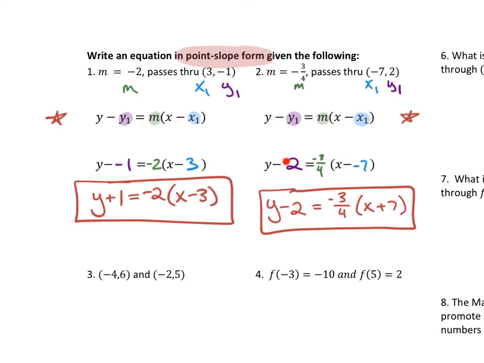Once we substitute everything in, we see that we have minus a negative in the x part, so I'm going to just change that to plus to simplify it down. Y minus 2 equal to negative 3/4 x plus 7 is the point slope form of a line that passes through negative 7, 2 and has a slope of negative 3/4.